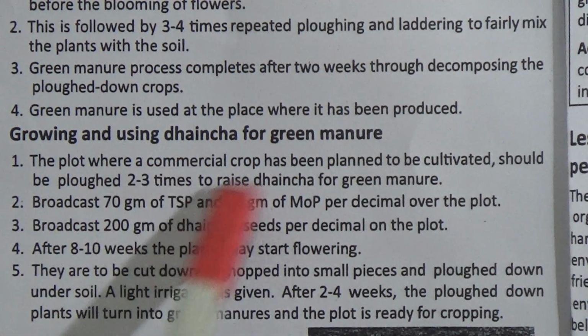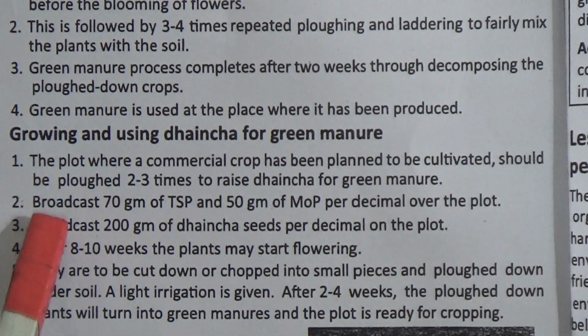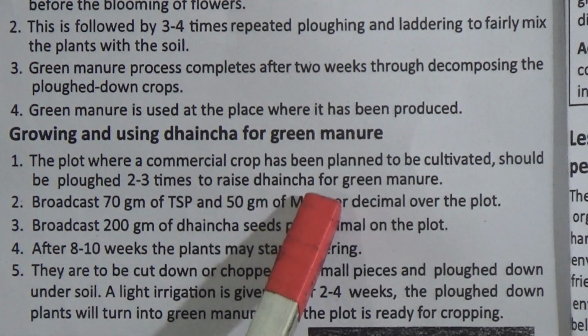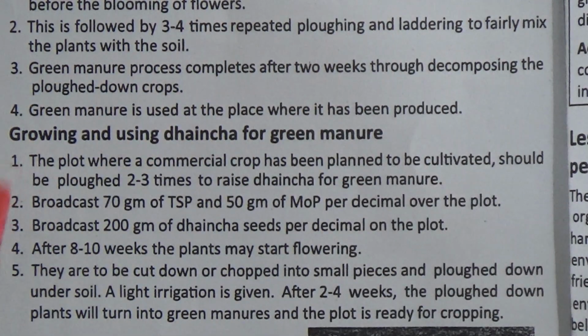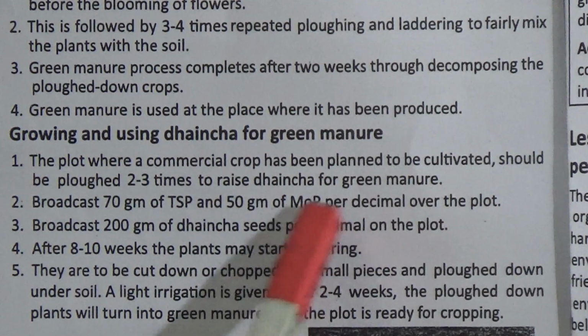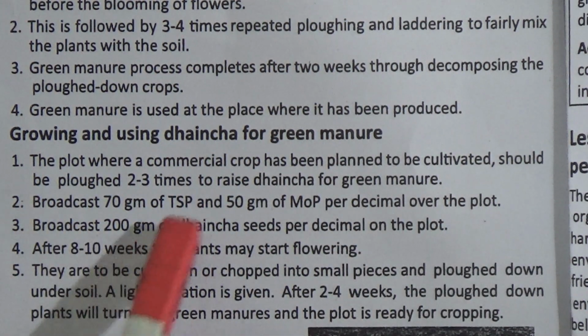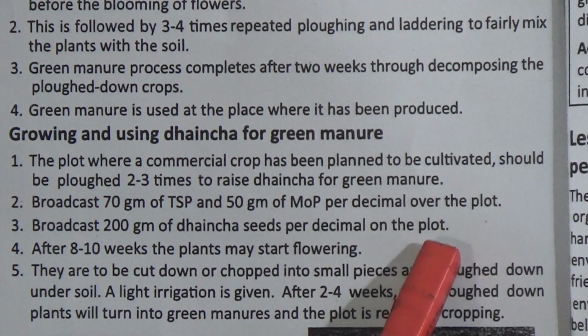The plot where a commercial crop has been planned to be cultivated should be plowed 2 or 3 times to raise dhuincha for green manure. Broadcast 70 grams of TSP and 50 grams of MOP per decimal over the plot. Broadcast 200 grams of dhuincha seeds per decimal on the plot.